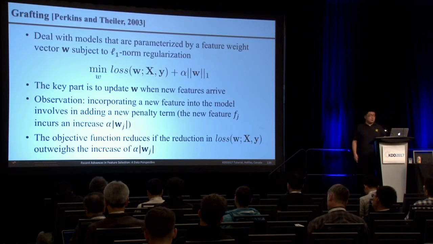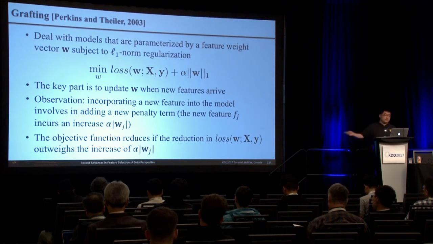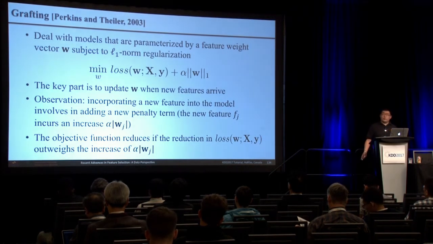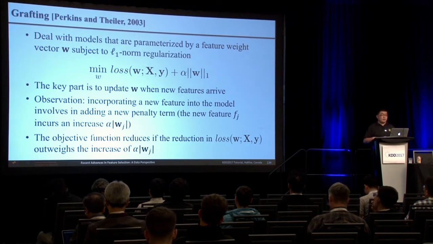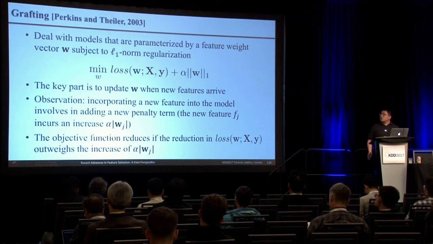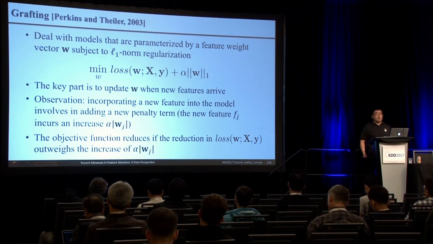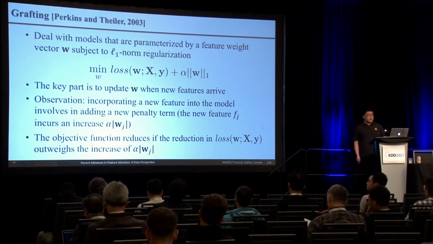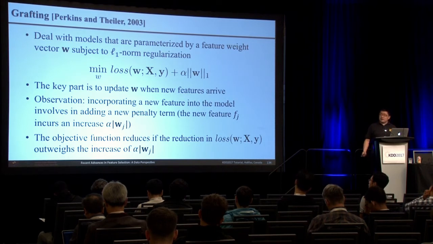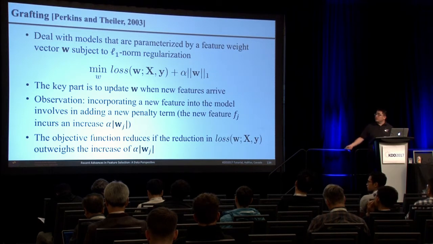One of the first streaming feature selection methods is called grafting. Grafting is proposed to deal with models that can be parameterized by a feature weight W with L1 norm regularization. Basically, this is the lasso problem. The key part is how to update the model parameter W when a new feature arrives. The key observation is that when we have a new feature, the second term will increase, which is alpha times the absolute value of Wj.